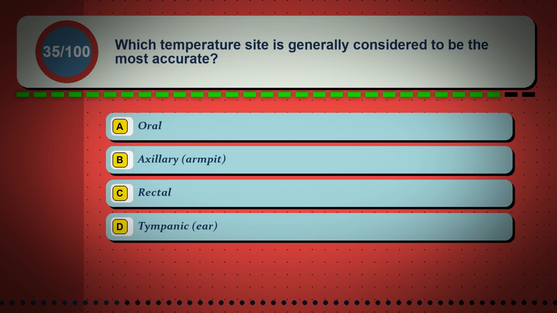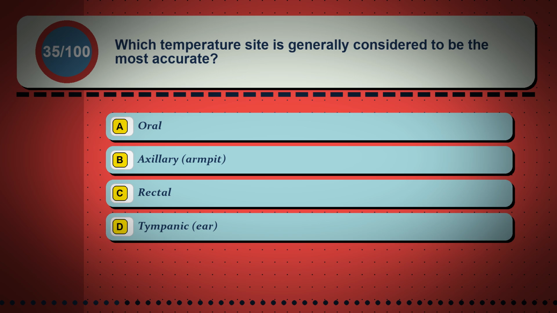Question 35. Which temperature site is generally considered to be the most accurate? Option A. Oral. Option B. Axillary, armpit. Option C. Rectal. Option D. Tympanic, ear.